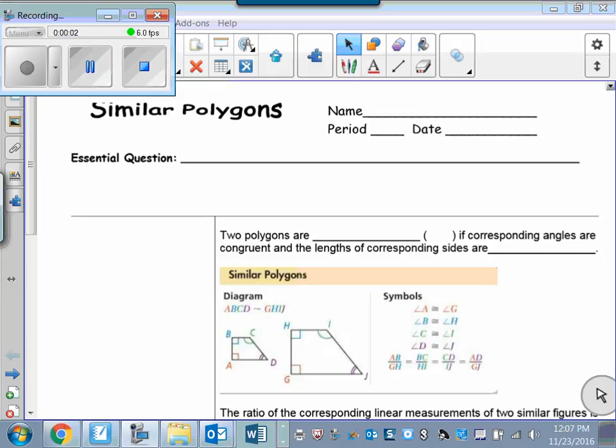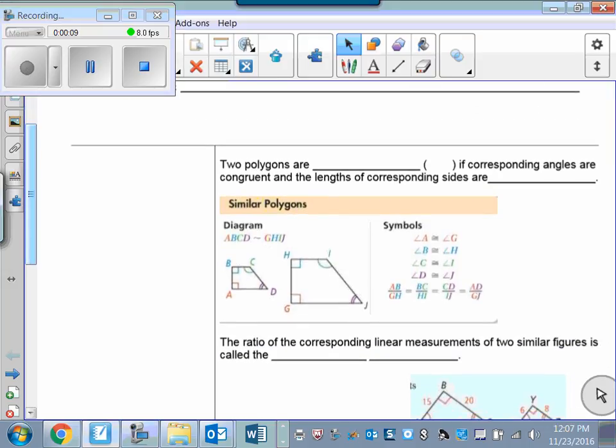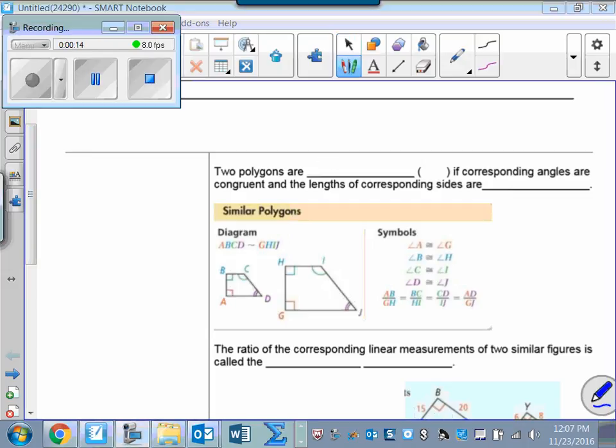Today's lesson is on similar polygons. So as usual, after we finish the lesson, I want you to come back and write your essential question. Two polygons are similar.